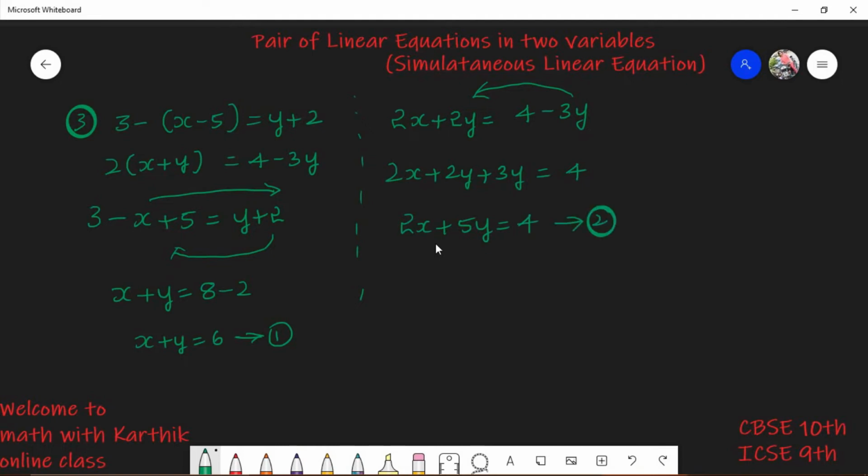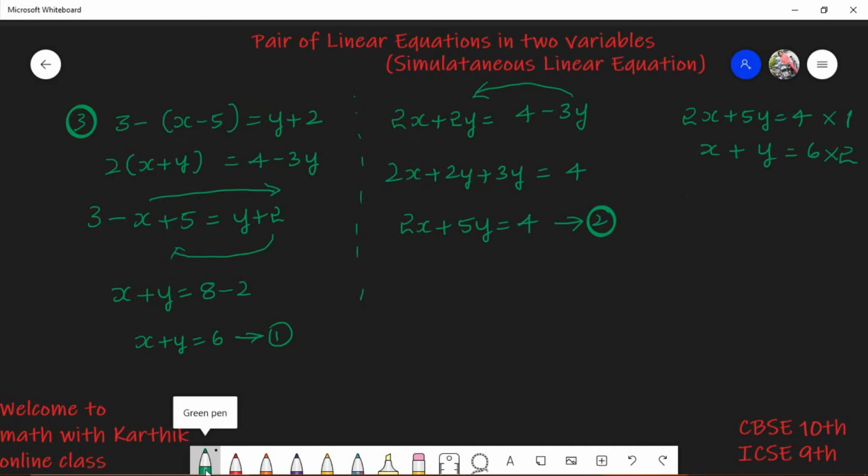Now I'll write separately. 2x plus 5y is equal to 4. x plus y is equal to 6. Again, we'll go to the basics of the elimination method. What it says is you have to make the coefficients equal. So I will multiply this equation with the coefficient of this, that is 1, and I'll multiply this equation with the coefficient of this, that is 2.